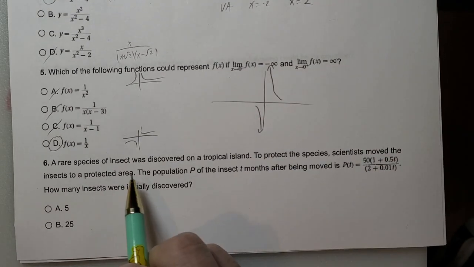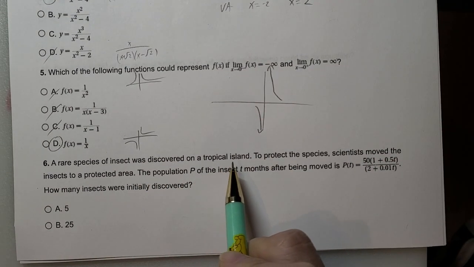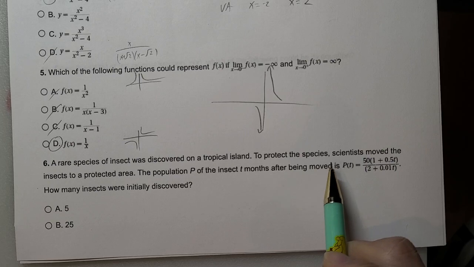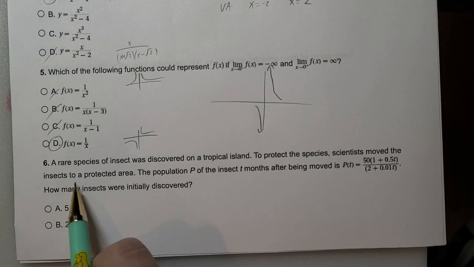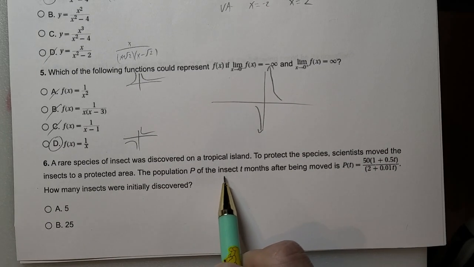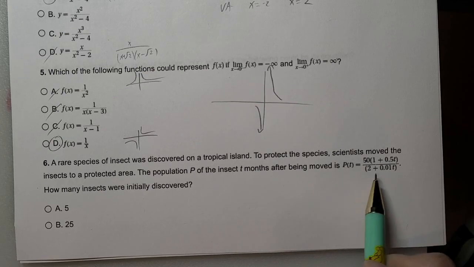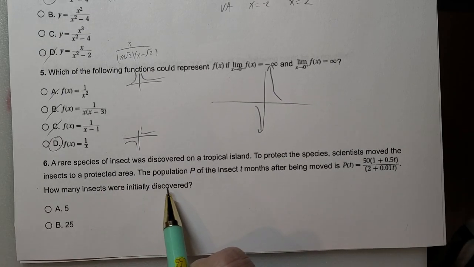Okay, a rare species of insect was discovered on a tropical island. To protect the species, scientists moved the insects to a protected area. The population P of the insect T months after being moved is this guy. How many insects were initially discovered?